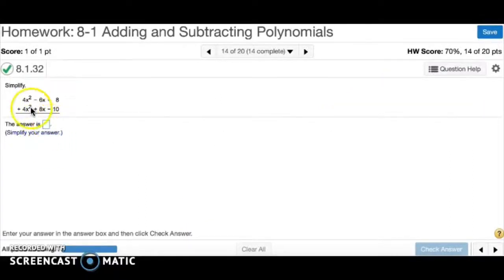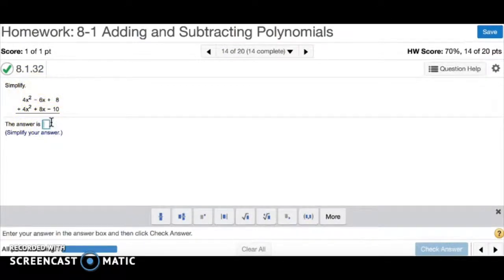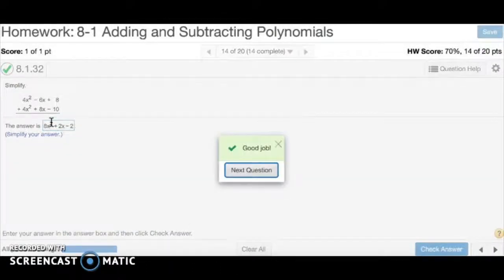Number 14, we are simplifying, so we simply add down the like terms. So 4x squared plus 4x squared is 8x squared. Negative 6x plus 8x is positive 2x. And 8 plus negative 10 is negative 2. So your answer is going to be 8x squared plus 2x minus 2. And that's number 14.